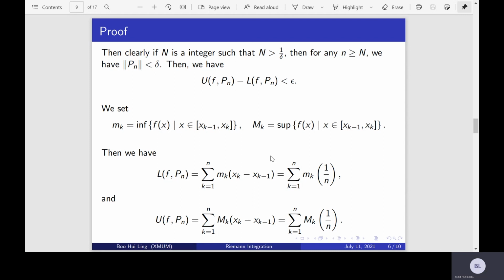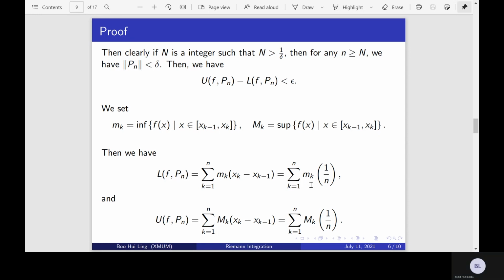From the above slide, we know that Pn is divided into n subintervals, and the difference between xk and x(k minus 1) is 1 over n. Now we can substitute the 1 over n into this equation, and then we will have the lower sum be the summation from k equals 1 to n of mk times 1 over n. Similarly, we will have the upper sum, which is equal to the summation from k equals 1 to n of big Mk times xk minus x(k minus 1), which is equal to 1 over n, and we get the summation from k equals 1 to n of big Mk times 1 over n.